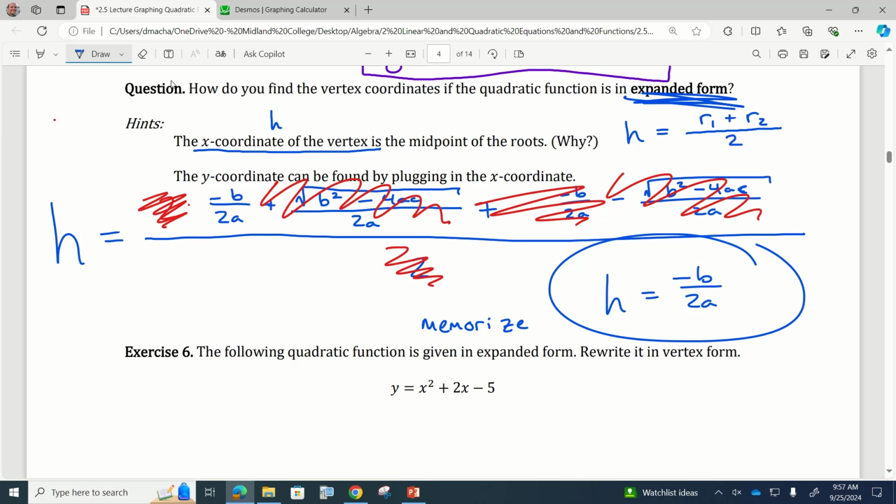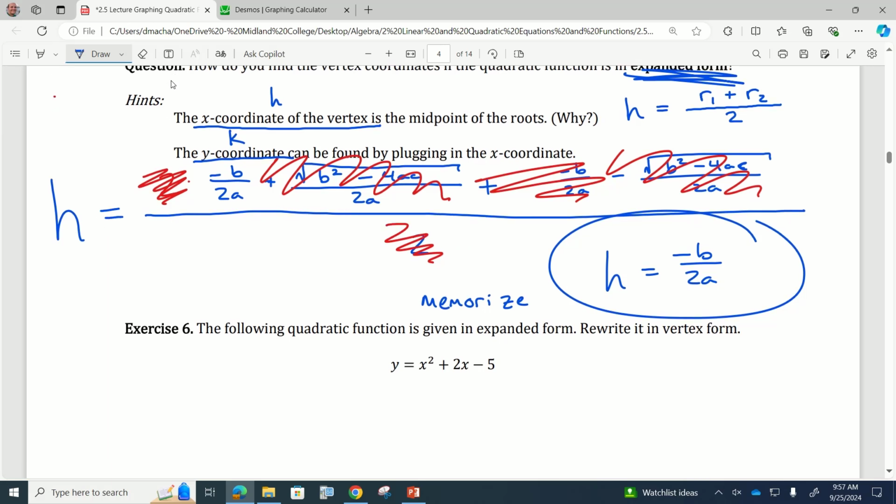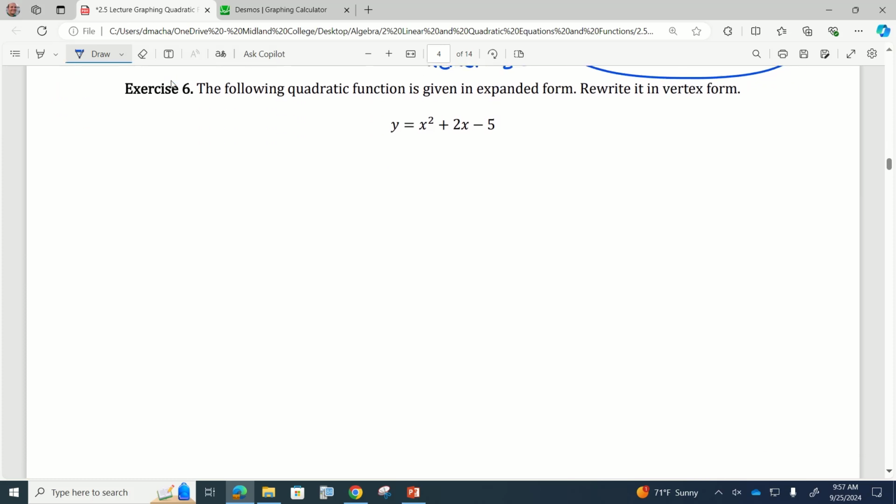And then the next part of this says the y-coordinate can be found by just plugging in the x-coordinate. Okay? There's no special formula for the y-coordinate. You just plug in the x-coordinate. I'll show you what that looks like. We'll work another example here.